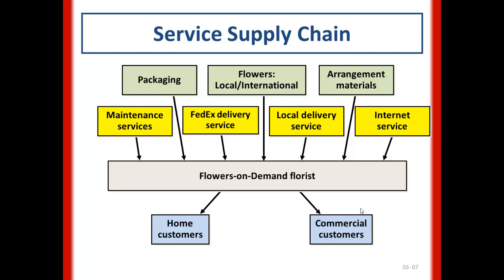Supply chain for a service organization. The service organization is in the center. In this case, we call it Flowers on Demand, a florist. The florist takes two roles. One role is to be a seller, selling flowers to home customers and commercial customers. A florist is also a buyer when it buys maintenance services, packaging, delivery services, flowers, and other things from suppliers.